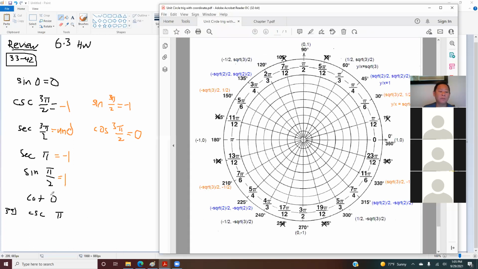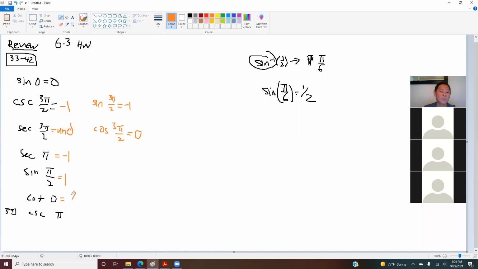Cotangent 0. Again, that 0 is a radian. What's cotangent 0? Now, if you know tangent is what over what? It's y over x, right? So cotangent is going to be what over what? This will be x over y, right?